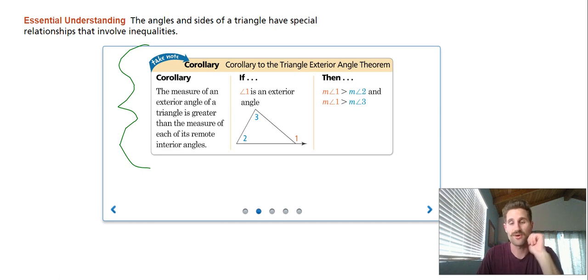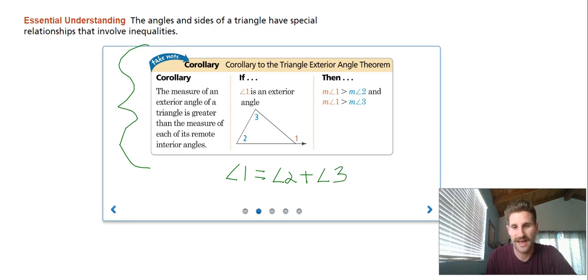Our first corollary is a corollary to the exterior angle theorem. So if you remember, this angle 1 is actually equal to the sum of these two. That was our old equation. Now what we're saying is, if angle 1 is an exterior angle, which angle 1 right here is, then it is larger than angle 2 by itself or angle 3 by itself. Well, this makes sense because our normal equation was angle 1 equals angle 2 plus angle 3. So obviously angle 1 has to be bigger than angle 2, and it has to be bigger than angle 3 individually. So that's all this is.